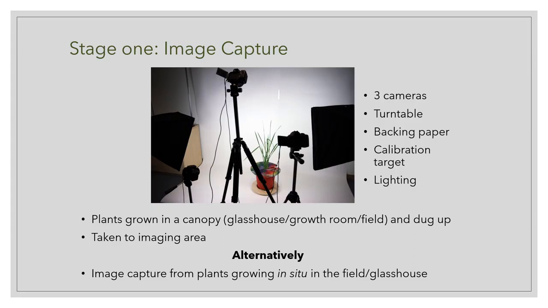So this is just one example of a setup where it's using 3 cameras, although only 1 is required. This is more for speed. There's the turntable, backing paper, and a calibration target. This calibration target is very important, and it's the coloured disc in the centre, and it is required in all of the images for the next stage.